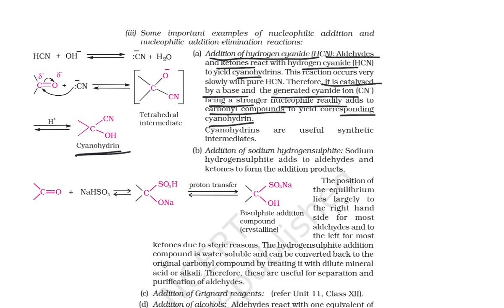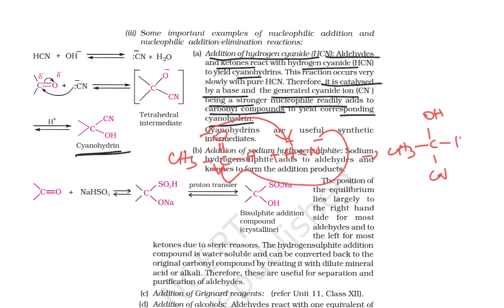Look here, if I take CH3 C double bond O H and use only HCN, it becomes H plus and CN minus. We all know that, right? This is electron deficient, this is electron rich, so the CN minus attacks the electron deficient carbon, and the negative charge abstracts the proton, forming the cyanohydrin. Alcohol and CN together on the same carbon, so we call it a cyanohydrin.